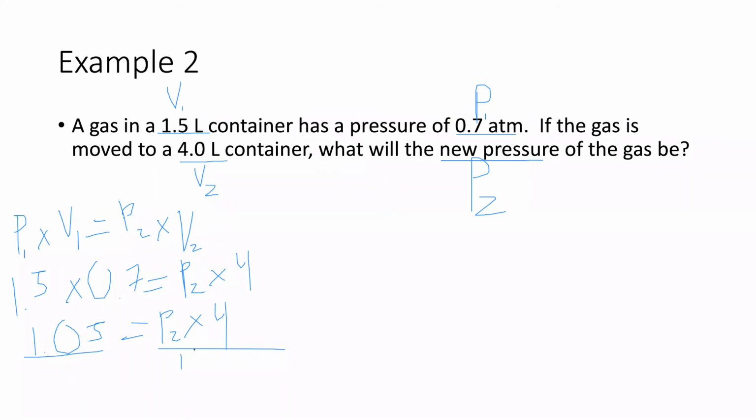So we divide each side by 4 because why? The 4s are going to cancel out. So we have 1.05 over 4, and that will give us our answer. P2 is going to equal, real quick on the calculator, you do it, and we'll just stick with 0.26. And because it's pressure, we'll use atmospheres, which is used in the problem as well. And so our answer is 0.26 ATM for atmospheres.